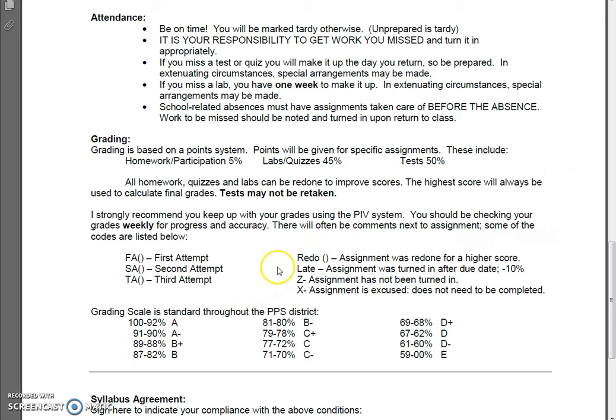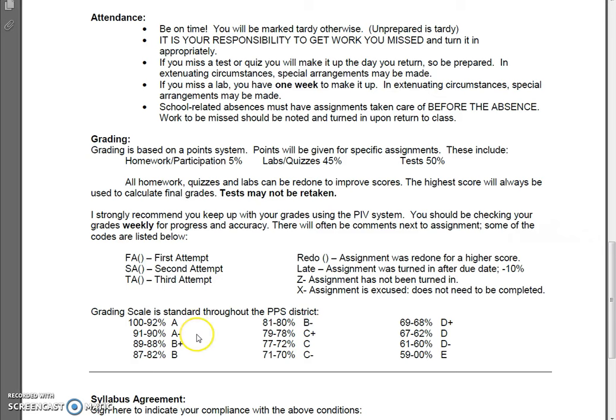Since labs and quizzes can be retaken, we have a system in Skyward that helps us keep track of how we did. I use a system of comments. For example, for your first attempt on a quiz, you're going to see FA and then the original score in those parentheses. And then in your gradebook, it's going to go the higher score. And you'll see a second attempt, a third attempt. If you're redoing a lab or homework, you'll see redo and then the original score in there. This is more for me to keep track of your progress, but what we're trying to do is see you improve over these different attempts.